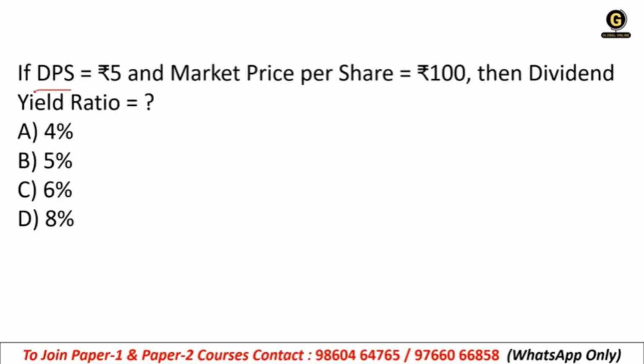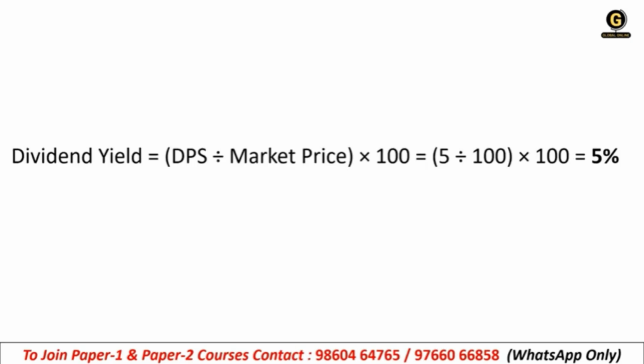Next, if DPS is rupees 5 and market price per share is rupees 100, then what will the dividend yield ratio be? 4%, 5%, 6% or 8%. It will be 5%. Dividend yield is equal to DPS divided by market price per share into 100. We have DPS 5 and market price 100 into 100. When we do this, we have 5% dividend yield.